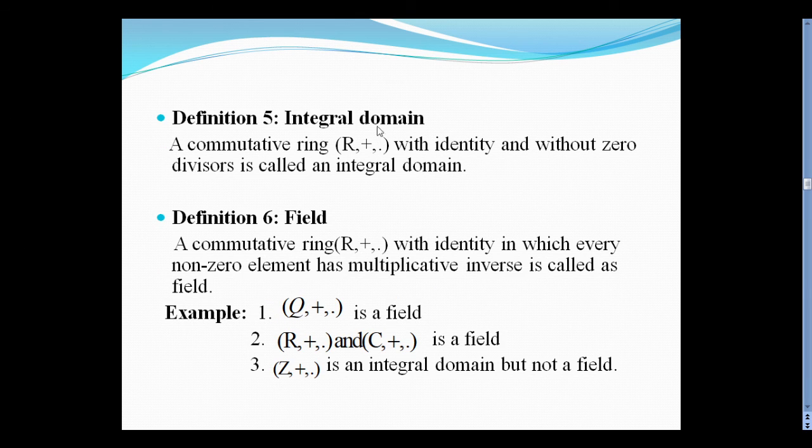Definition 5. Integral domain. A commutative ring R under addition and product with identity and without zero divisor, we call it an integral domain. It will have identity but without zero divisors, which we call an integral domain. And field: we say a commutative ring R under addition and dot product with identity in which every non-zero element has a multiplicative inverse, this we call a field.